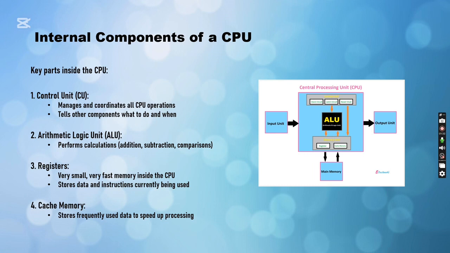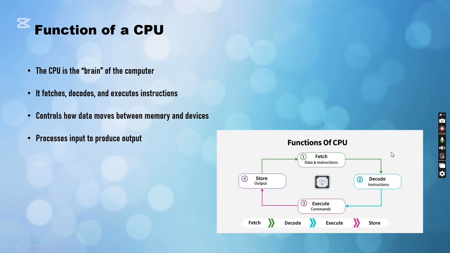Registers: very small, very fast memory inside the CPU. Stores data and instructions currently being used. Cache memory stores frequently used data to speed up processing. Function of a CPU. The CPU is the brain of the computer. It fetches, decodes and executes instructions, controls how data moves between memory and devices, and processes input to produce output.